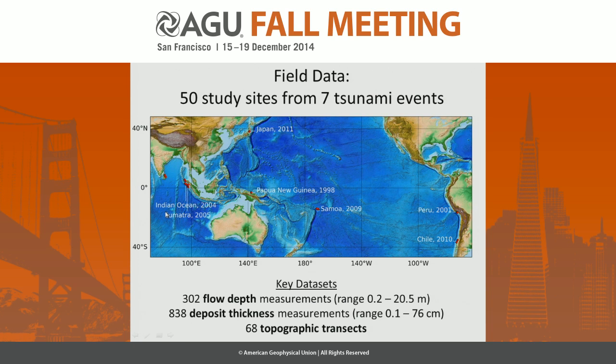So the field data for this study comes from 50 study sites in 7 tsunami events. The earliest is Papua New Guinea in 1998, and the most recent Japan in 2011. And at each study site, we have data on tsunami flow conditions and deposit characteristics, and also topographic data. And so in this data set, we see an opportunity to look at the relationships between flow conditions and deposit characteristics across depositional environments and tsunami events.